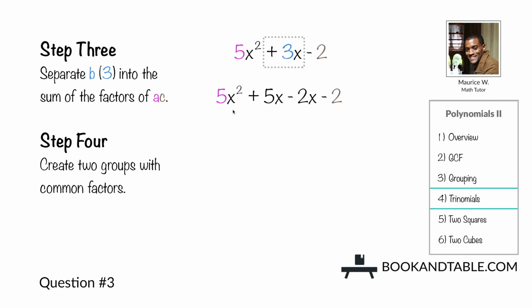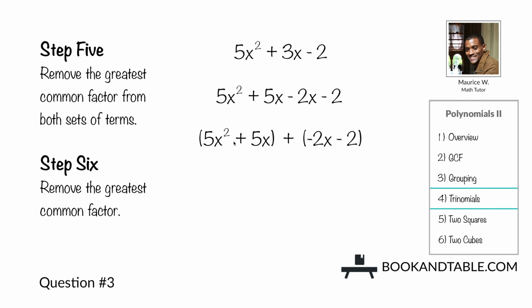When we do that, the first two terms have a common factor of 5x that can be removed, and the second set of terms, negative 2x and negative 2, have a common factor of negative 2 that can be removed. So we create two groups of common factors by pairing 5x with 5x squared and negative 2x with negative 2. And then we can remove the greatest common factor from both sets of terms.